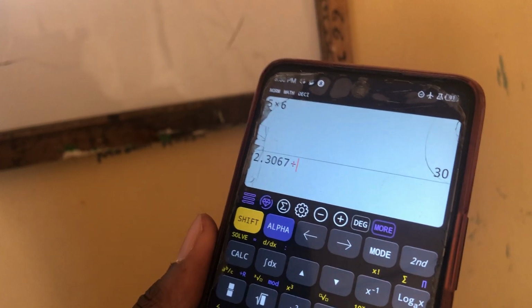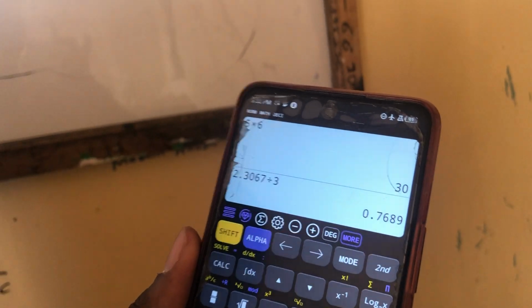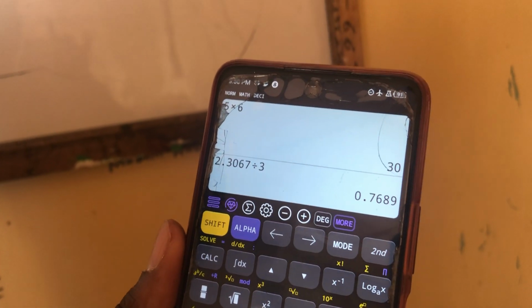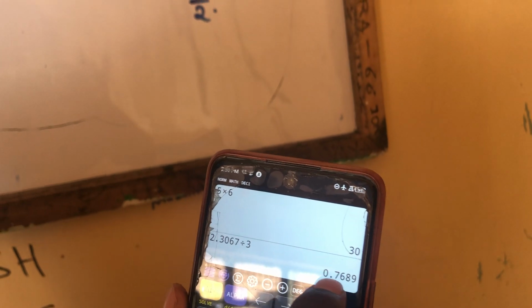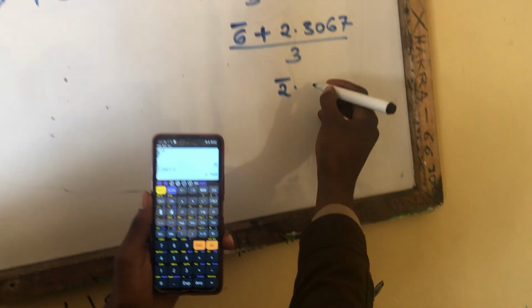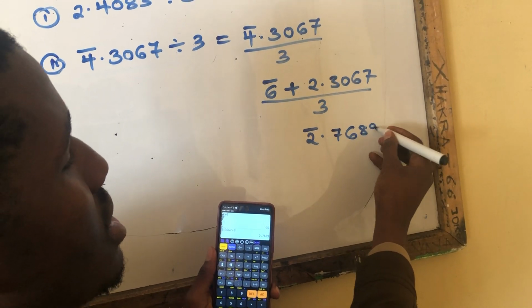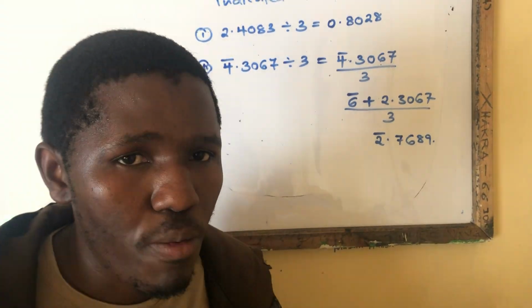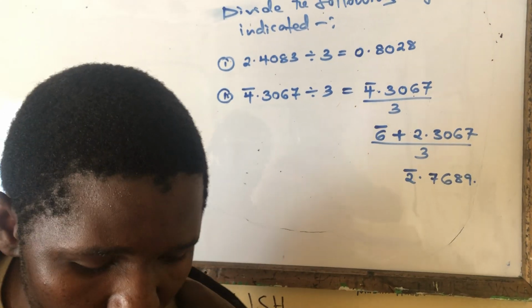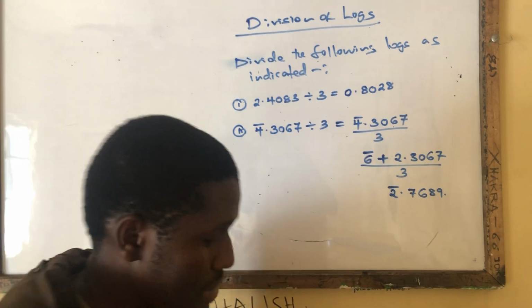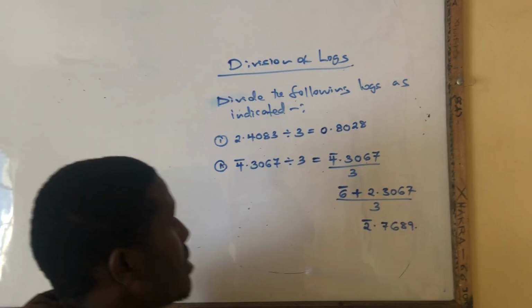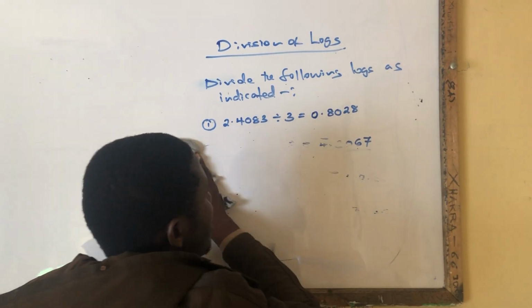Let's see what we'll get if 2.3067 is divided by 3. What result is it giving us? 0.7689. In this particular case, we are just interested in the mantissa. So we'll just indicate 7689. I hope that has been understood. I want to give another example for purposes of clarity.